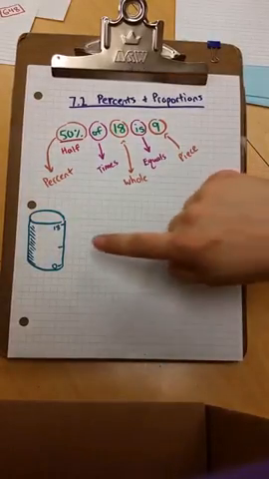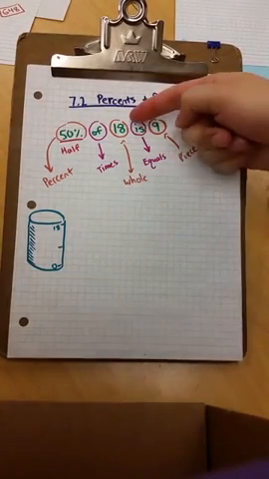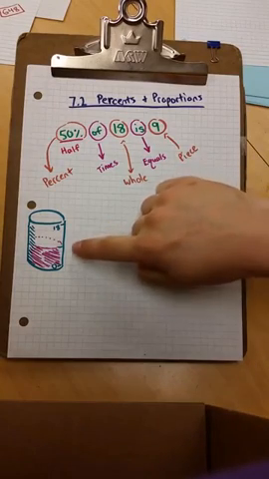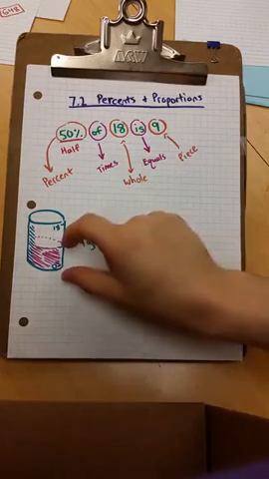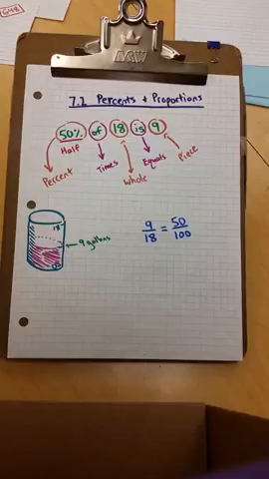Imagine you have an 18-gallon jug. If you fill up the whole thing, you'll have 18 gallons, so 18 here would be the whole. If you fill it up 50% of the way, there will be 9 gallons of liquid inside. We filled up 9 out of the 18, which is equal to 50%, or 50 over 100.